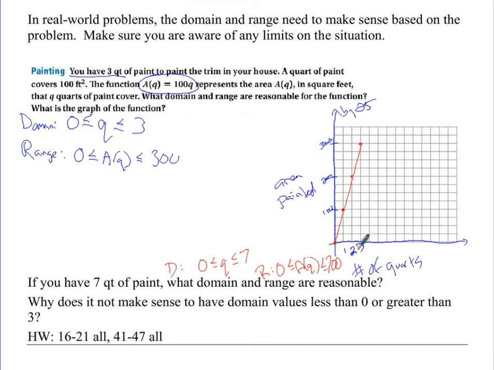Now the bottom question, why does it not make sense to have domain values that are less than 0 or greater than 3? You can't have negative quarts of paint. So we'll write can't have negative paint. And why does it not make sense to let the domain go greater than 3 in the original problem? Yeah, you only have 3 quarts of paint.